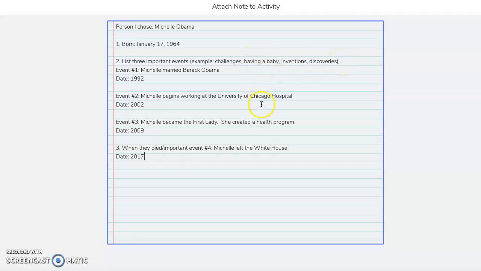So these are the 3 events that I listed for Michelle Obama. Event number 1, Michelle married Barack Obama. And down here, I put the date. If you know the month and the day, you can put the month and the day too. Event number 2, Michelle begins working at the University of Chicago Hospital, and I put the date over here so I know what year it was. Event number 3, Michelle became the first lady. She created a health program, and I know that was in 2009.